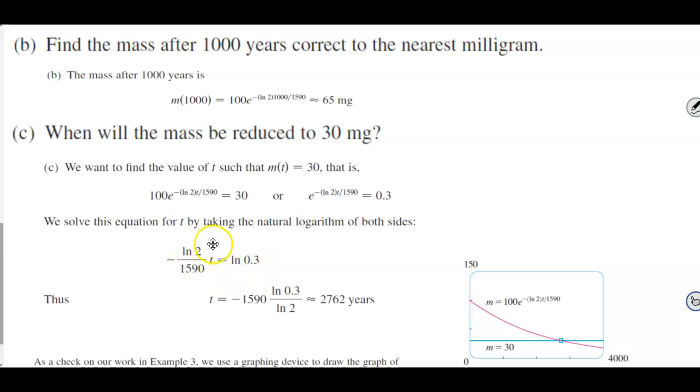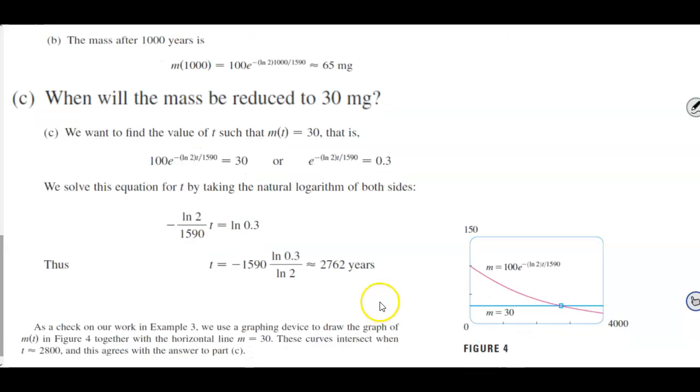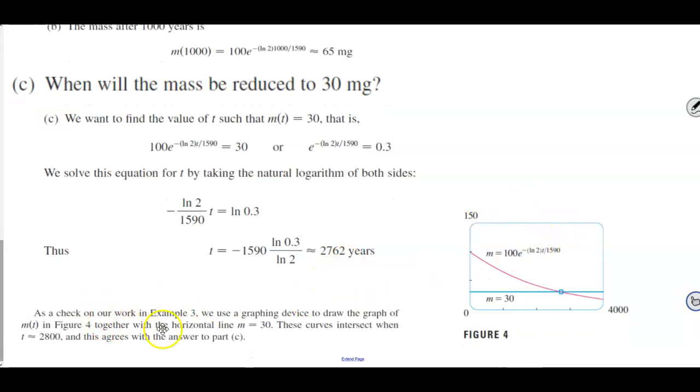And then we're going to multiply both sides by the reciprocal in front of t to solve for t. So we're going to get negative 1590 times the natural log of 0.3 divided by the natural log of 2, which is approximately 2,762 years. So the value of t for when the mass would be reduced to 30 milligrams is going to be 2,762 years.